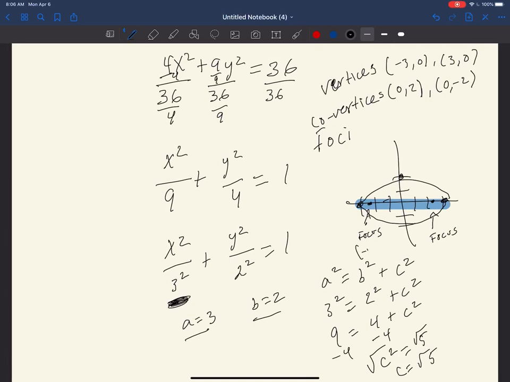I am going to leave it as negative square root of 5, 0, and positive square root of 5, 0. And I'm basically done. I gave all the information that they wanted. I wanted to do a sketch of the graph, give the vertices, covertices, and the foci.